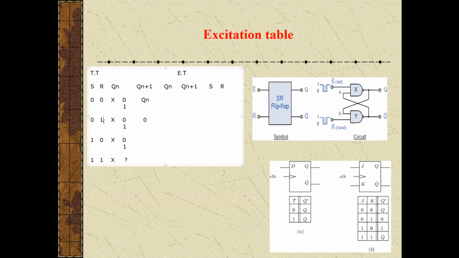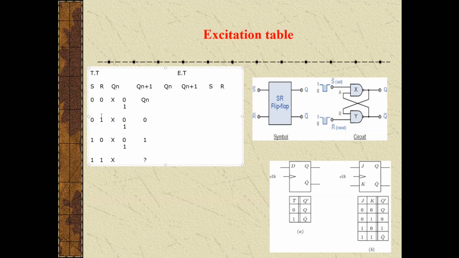When S is low, the output is low. When S is high, the output is high. If both are high, we don't know. This is a don't know condition. This is the disadvantage of this SR flip-flop. It can be eliminated by using the JK flip-flop. So we will see that in a later case.